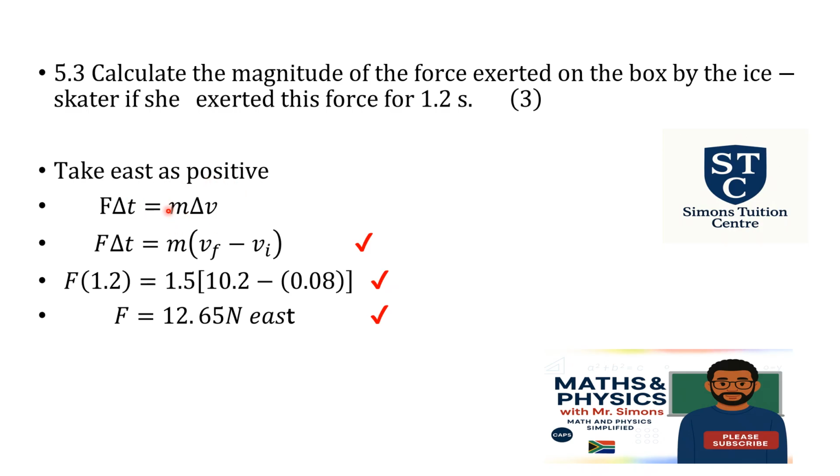which is my mass times my change in velocity, or written differently, mass times final velocity minus initial velocity. My time is 1.2 seconds, the mass of the box is 1.5, final velocity is 10.2, initial velocity 0.08. If I subtract and multiply by 1.5, divided by 1.2, it gives me 12.5 newtons east, meaning the answer is positive, therefore the direction is east. 1 mark for correct formula, 1 mark for correct substitution, 1 mark for final answer.